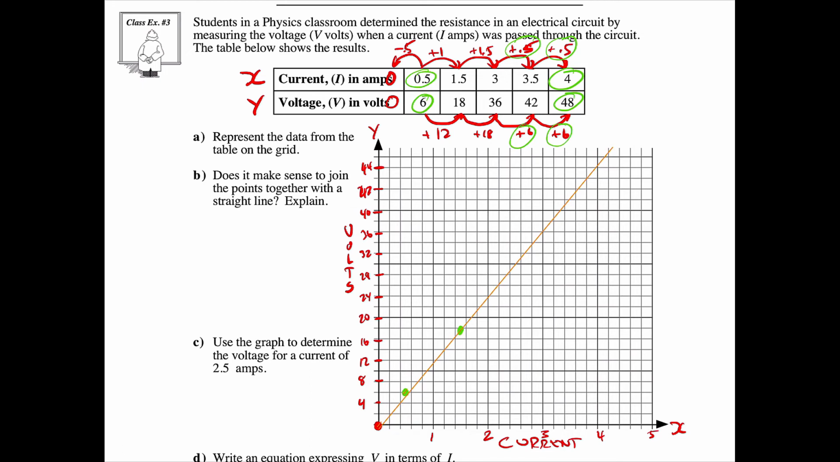Okay, and let's try the next one, 3 and 36. So 3 is easy. It's just 1, 2, 3, and if I come up all the way, that's where it's crossing. And if I look across, hey, I'm at 36. That's all good. No problems there. The next one is 3.5, which is right here. So essentially what I'm doing is I'm measuring up from the 3.5 up to that line and then going across from there over to this point.